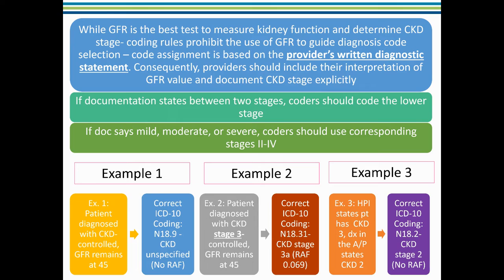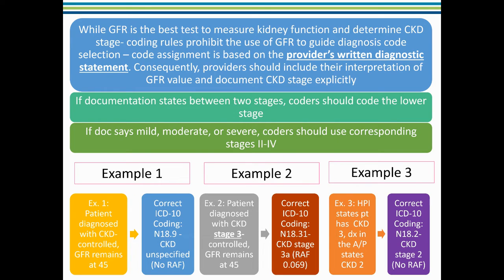There are some additional guidelines that coders are required to follow in regards to CKD as well. First, if documentation states 2 different CKD stages, coders are required to choose the lower of the 2 codes. Second, if documentation states mild, moderate, or severe, coders will use the corresponding stage for that descriptor. Please note that mild will map to CKD stage 2, moderate will map to CKD stage 3, and severe will map to CKD stage 4.